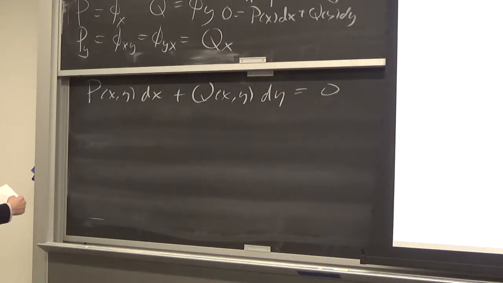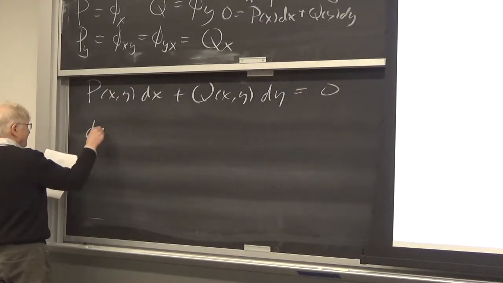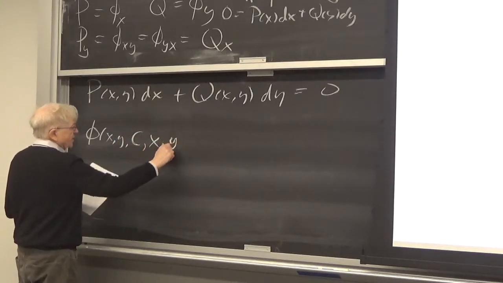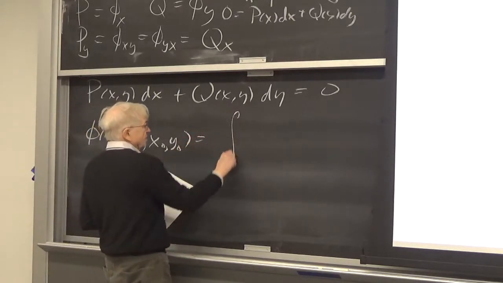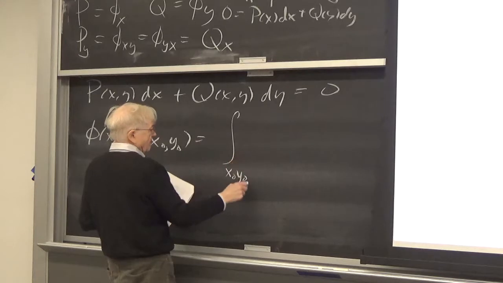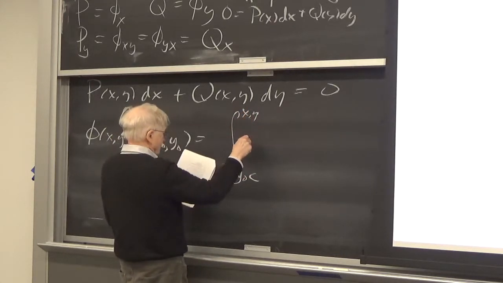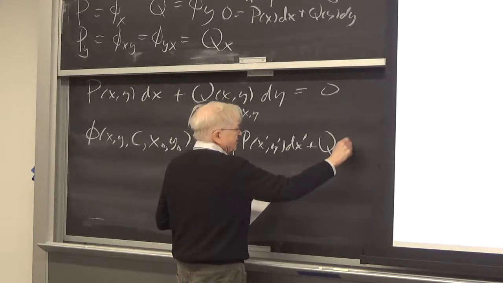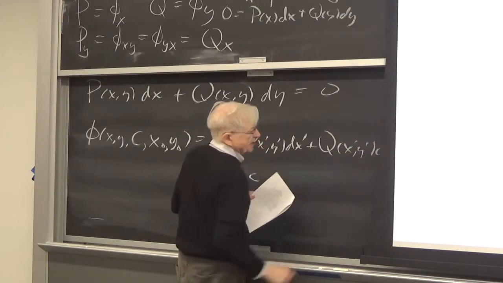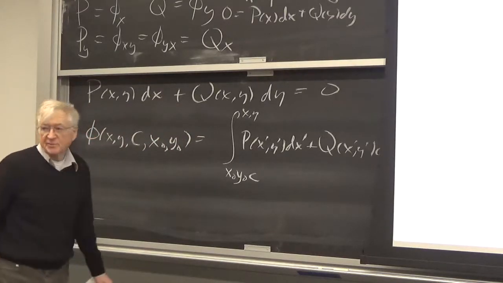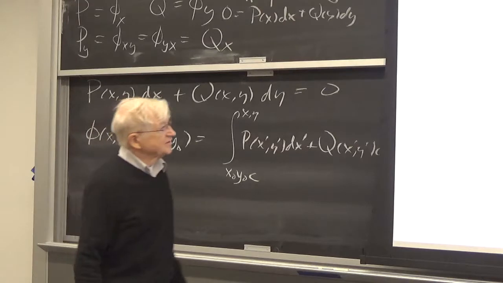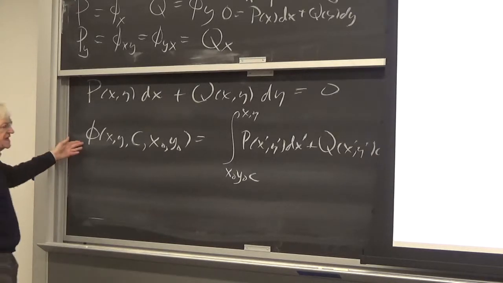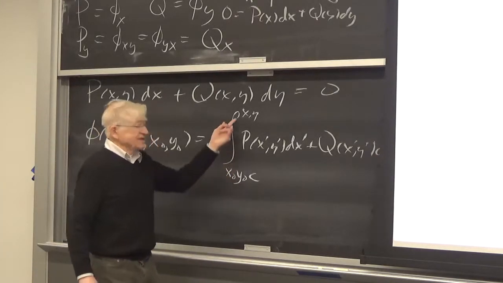Then what we could do is integrate, and we would get phi of x,y. We integrate along some contour c, starting at x0, y0, up to x,y, of p of x prime, y prime, dx prime plus q of x prime, y prime, dy prime. I don't know if you can see the dy prime, but it's on the screen there. And so you do get a function phi in general, but in general it depends upon the contour.